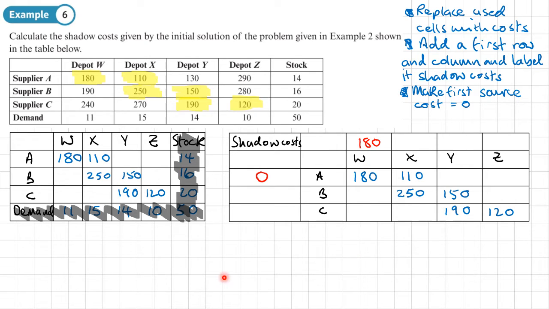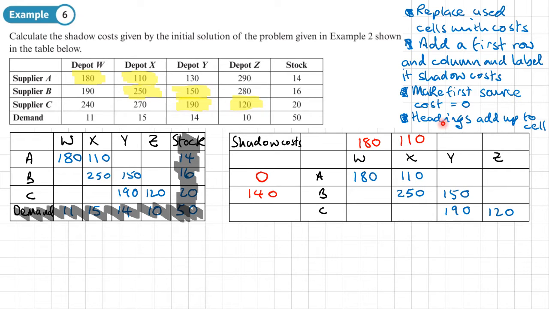So we go on to the next shadow cost. So if this is 0 and this heading need to add up to 110, that means that this one at the top is 110. So straightforward so far. And then we know that this heading up here and this value, those need to add up to 250. So if I've got 110 there and 250, this one has to be 140. So as we go along, just make sure that the total of your shadow costs equals what's in the box.